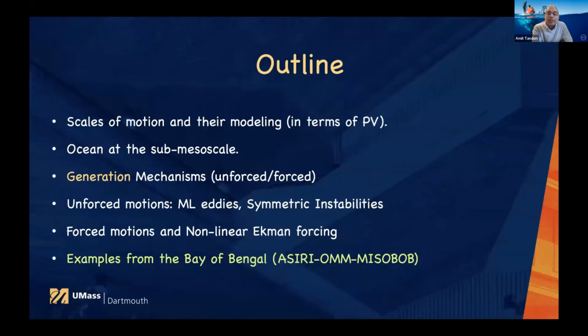We will also talk about what difference it makes to have forced motions, in terms of both wind forcing and buoyancy forcing at the top. So you may be losing heat or forcing the ocean by different kinds of wind forcing. And then you may be familiar with the linear Ekman solution, which was derived now 120 years ago by Ekman as a graduate student. So we'll talk about what happens when you bring in nonlinearities. And last but not least, I'd like to spend some time discussing a few examples from the Bay of Bengal that relate to all the theory that we've discussed.